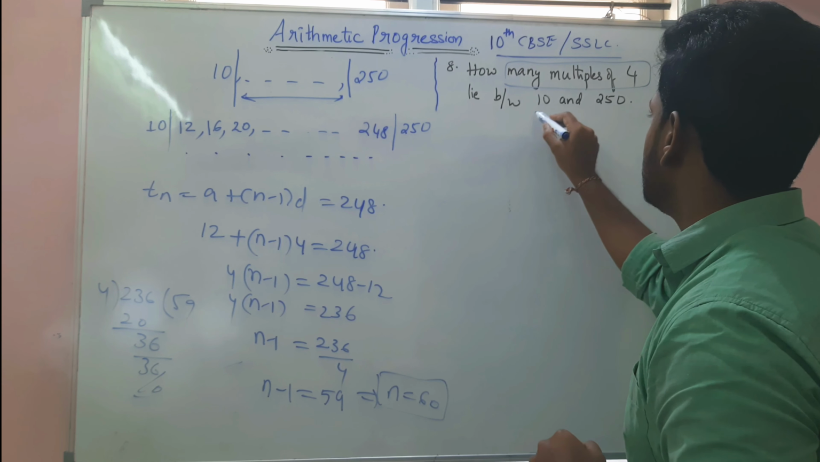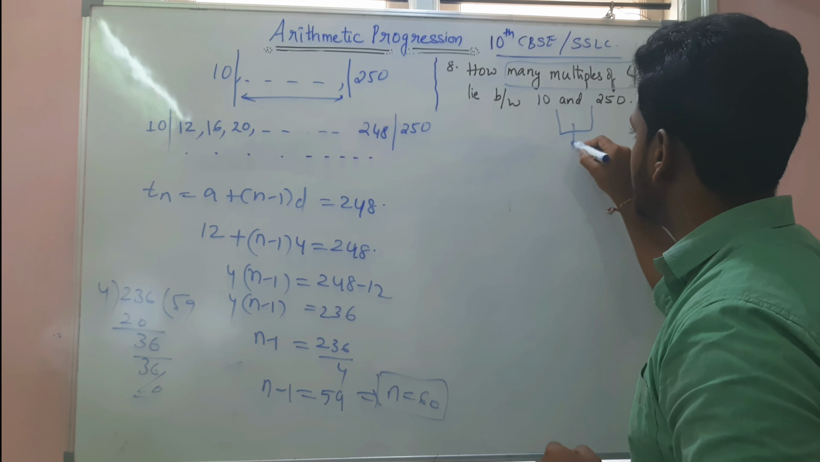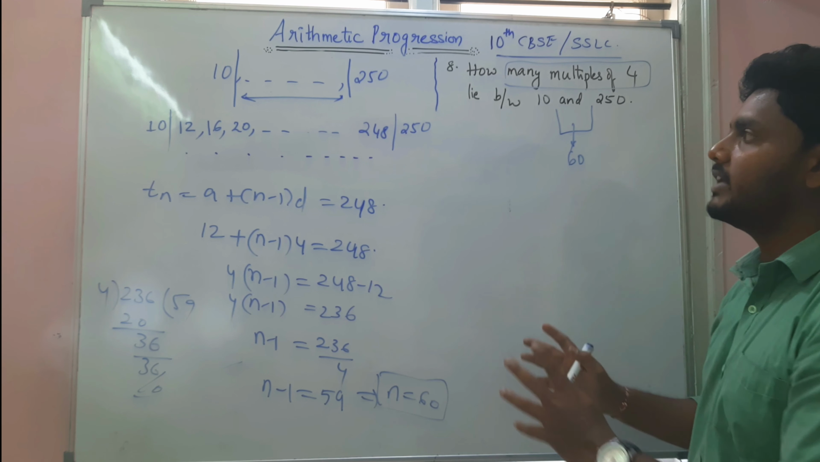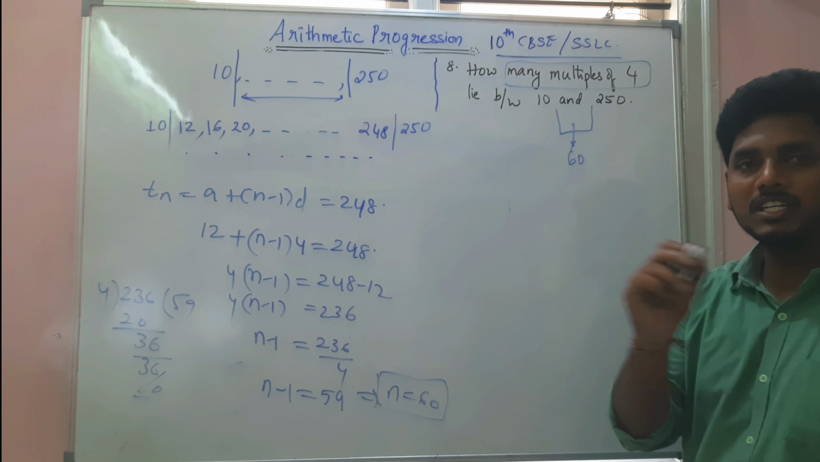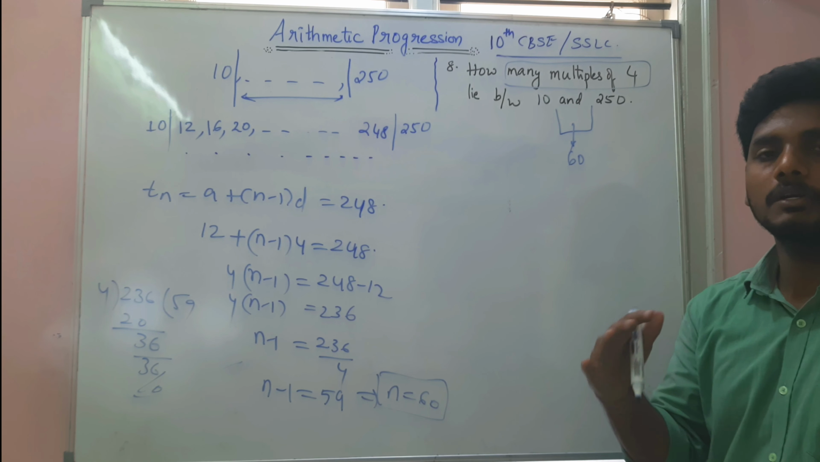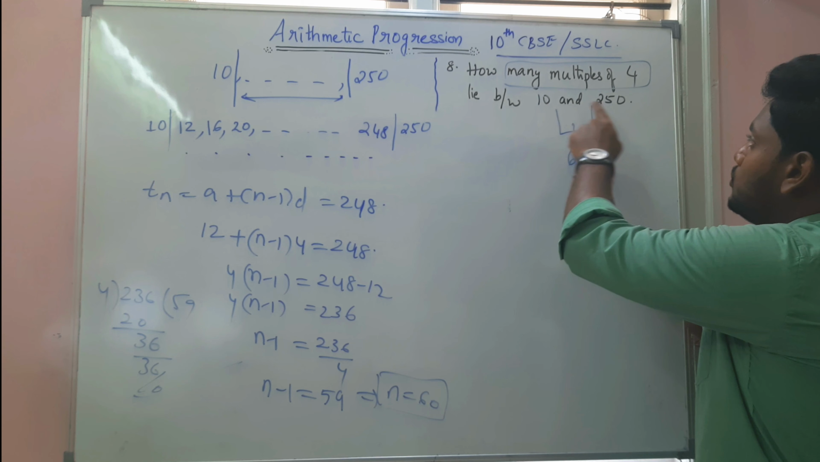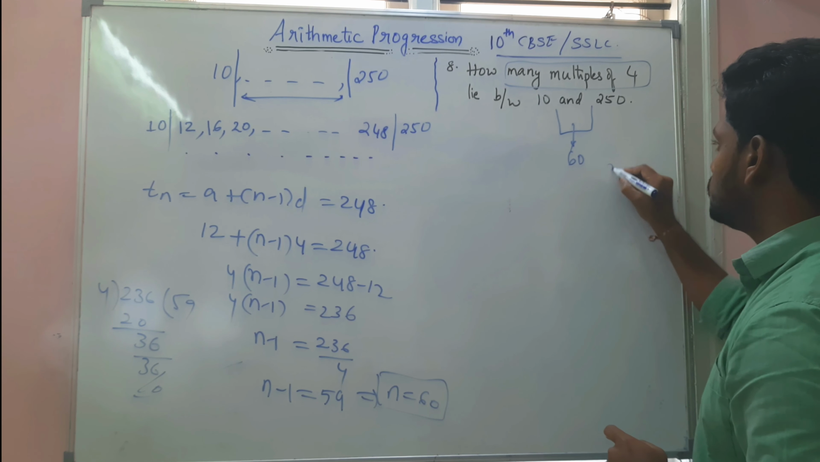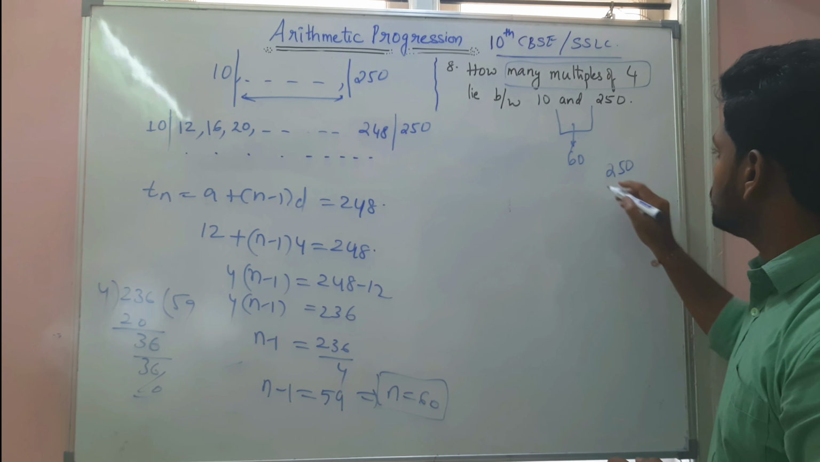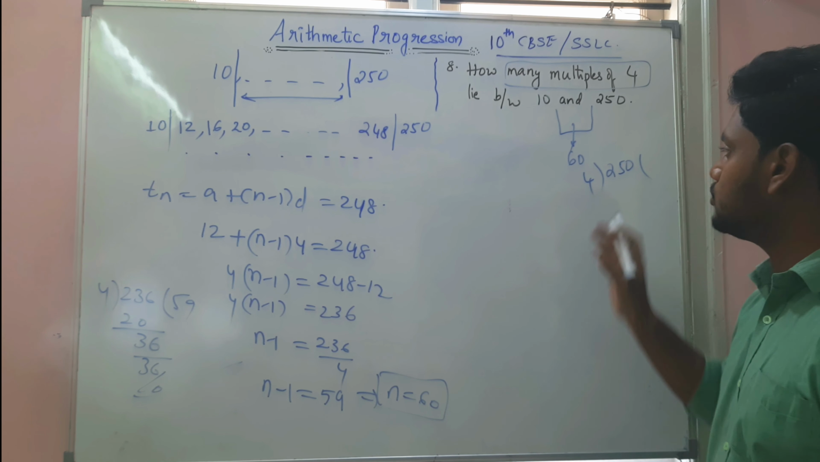The number of multiples of 4 between 10 and 250 is 60. So this is how we have to solve. If the question is given in a theory exam, this is how we solve it. But if an MCQ, an objective question, is given, then how do we do it? So for 10 to 250, I will take 250, because it is the largest. I will divide it by 4.